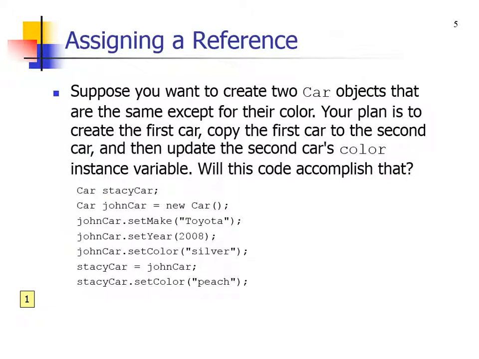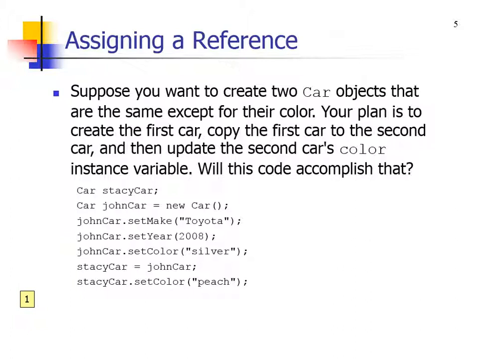So we have two objects here, two different cars, right? We've defined Stacy's car and we've defined John's car. Both of them is a new car, right? Stacy's car is not a new car yet. John's car we're going to set to a Toyota 2008 in silver. Now, I'm pointing Stacy's car to John's car. So what have I done here at Stacy's car? Stacy's car is a silver Toyota 2008, right?